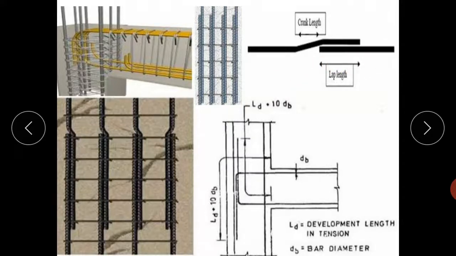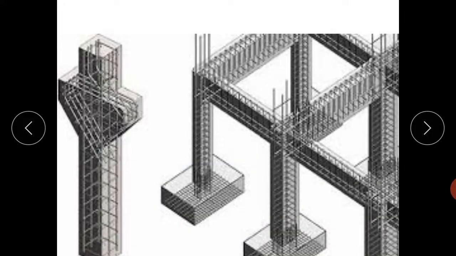Splicing is known as joining of two bars by overlapping. That overlap is nothing but the lap length. So this is a typical beam column joint. Any L-shaped extra length of reinforcement for anchoring purpose or bond purpose is known as bond length, which may be in the beam column and column foundation.